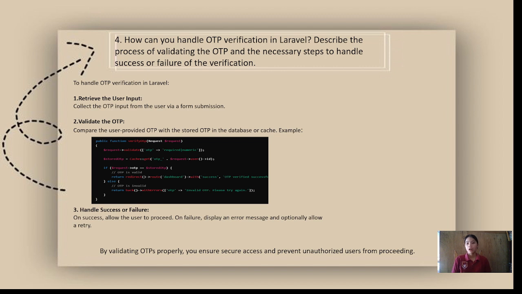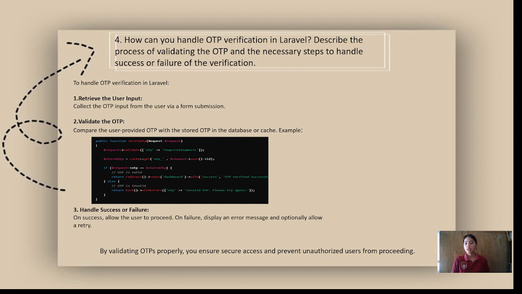Number 4. How can you handle OTP verification in Laravel? Describe the process of validating the OTP and the necessary steps to handle success or failure of the verification. To handle OTP verification in Laravel, number 1, retrieve the user input. Collect the OTP input from the user via a form submission. Number 2, validate the OTP. Compare the user-provided OTP with the stored OTP in the database or cache. Example for the provided code.